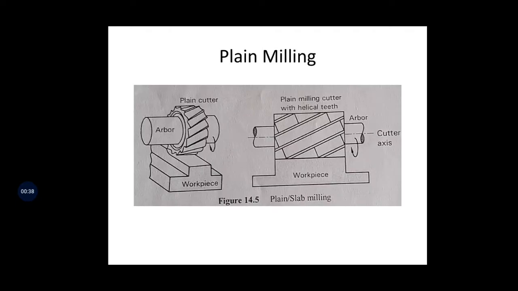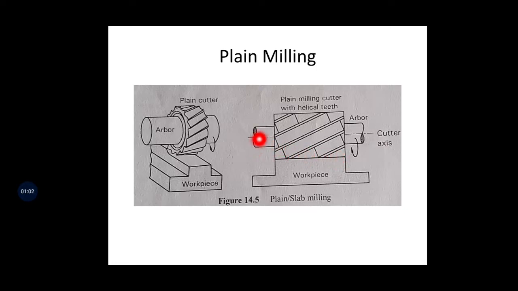First we'll discuss plain milling. What is plain milling? You can see here the workpiece, and this is a plain milling cutter. On the top surface of the workpiece we have to do the milling operation. That means we have to level this. The surface may sometimes have ups and downs. The entire workpiece surface we have to make level.